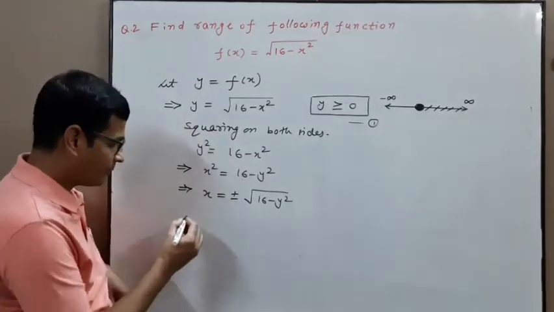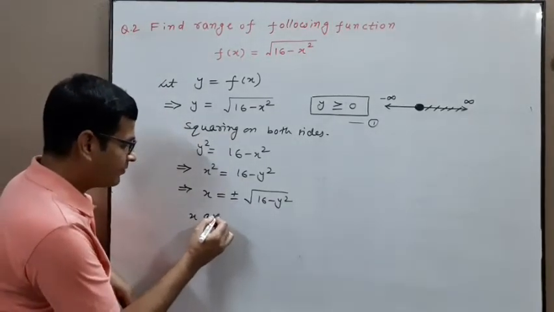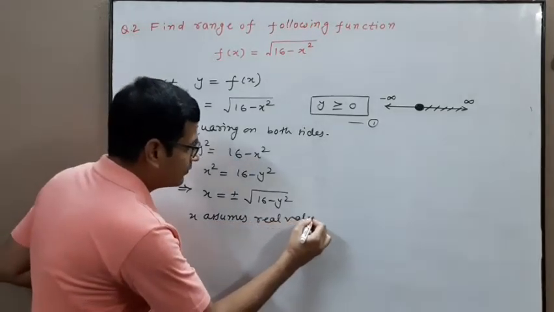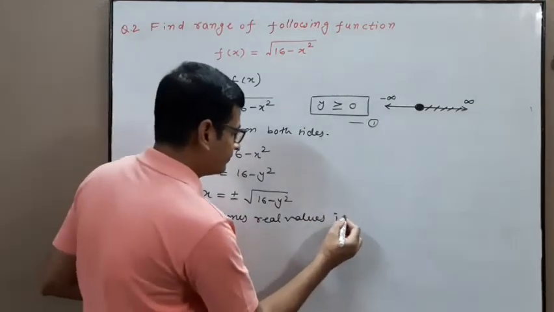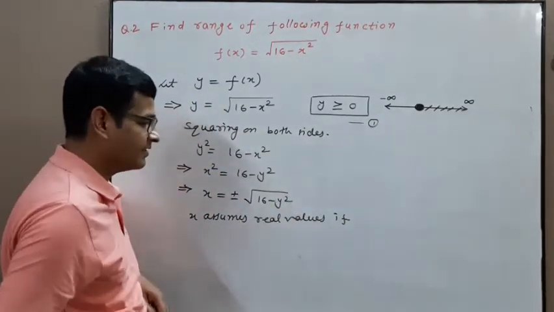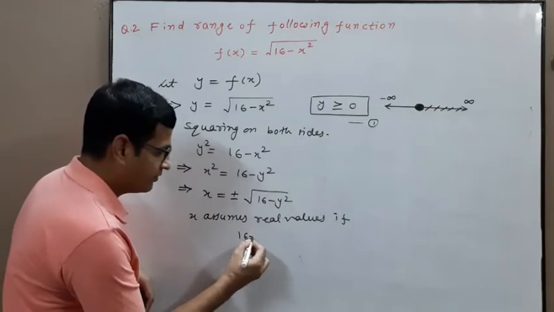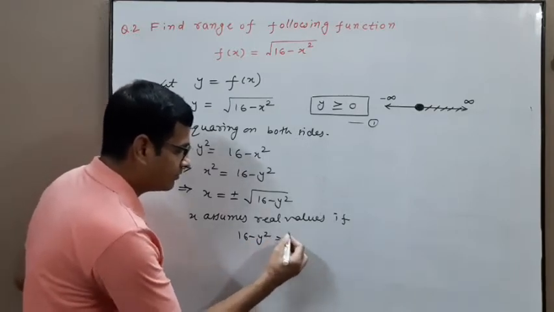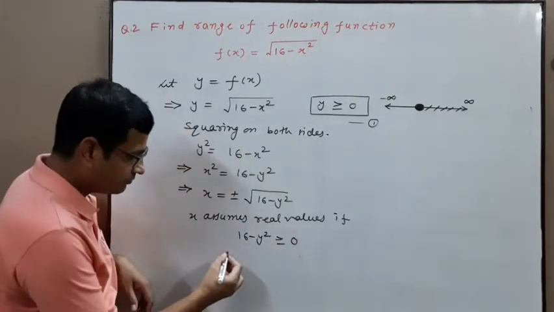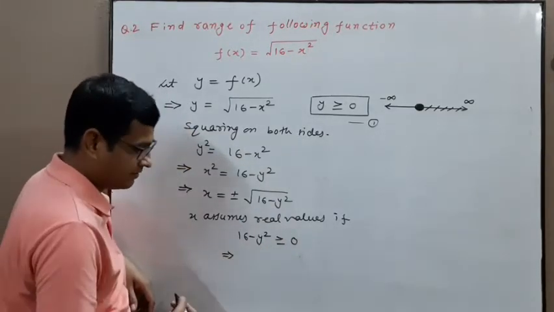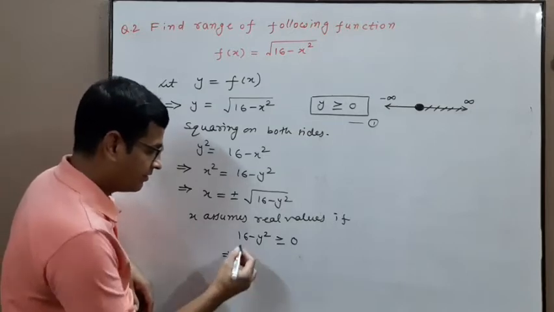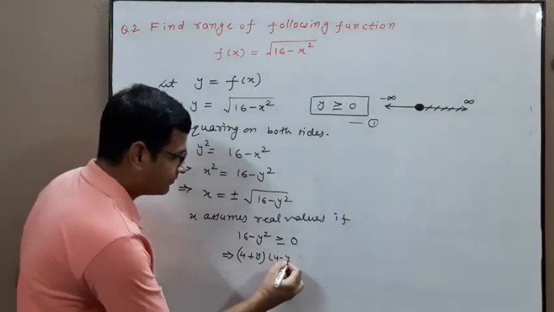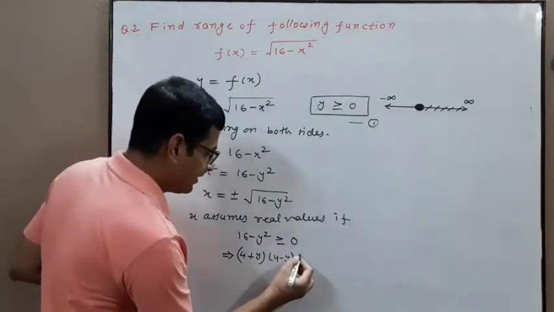Now step 3. x assumes real values if the quantity inside the root is greater than or equal to 0. 16 minus y square is greater than or equal to 0. Now find the factors of this. Factors are (4 plus y) (4 minus y) greater than or equal to 0.